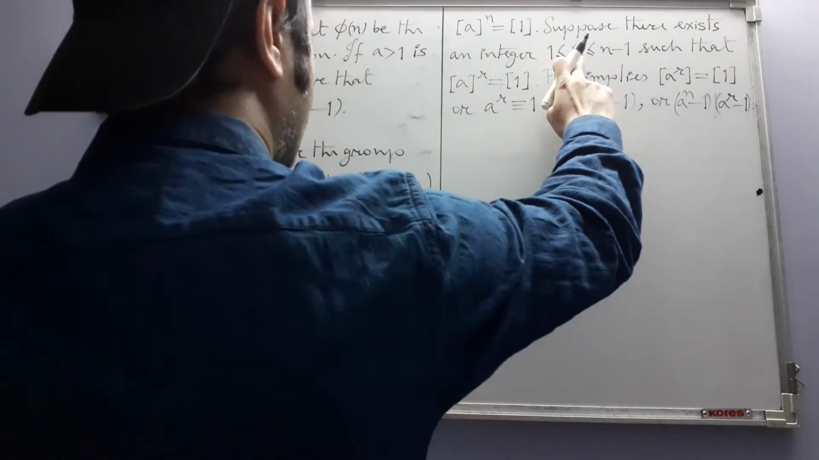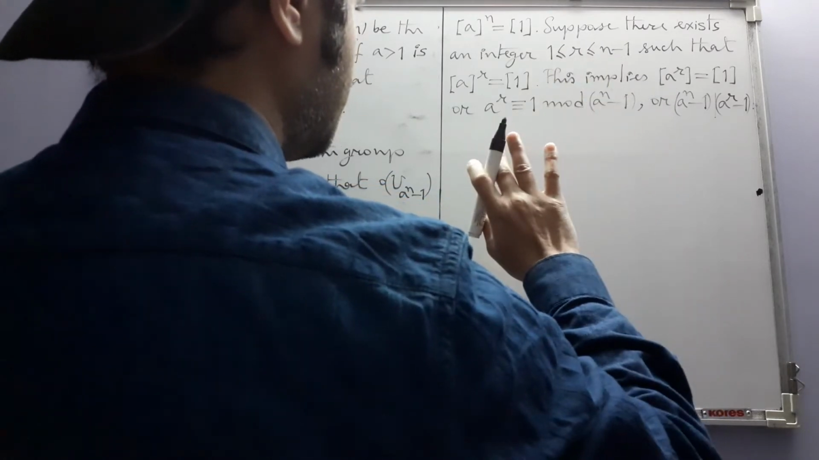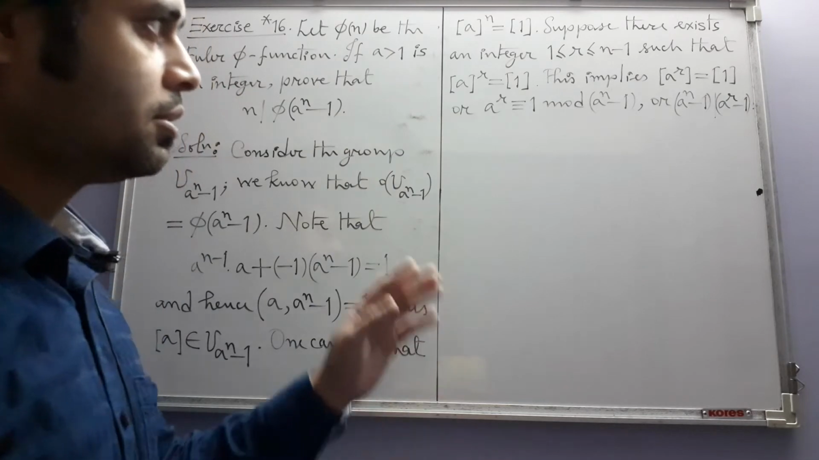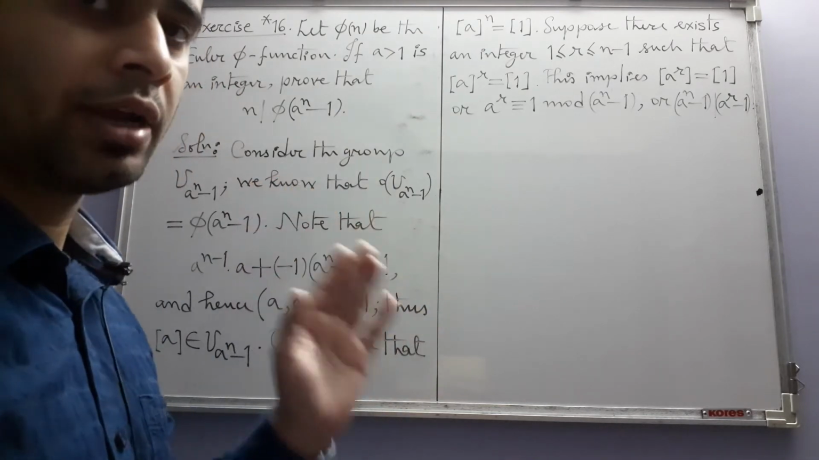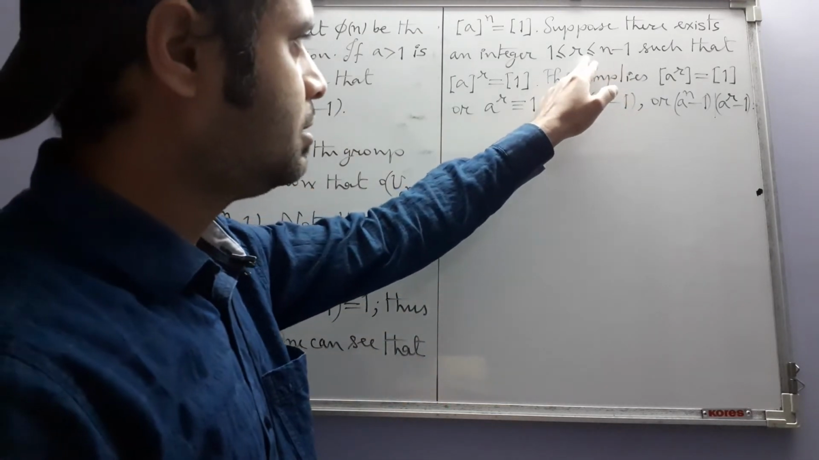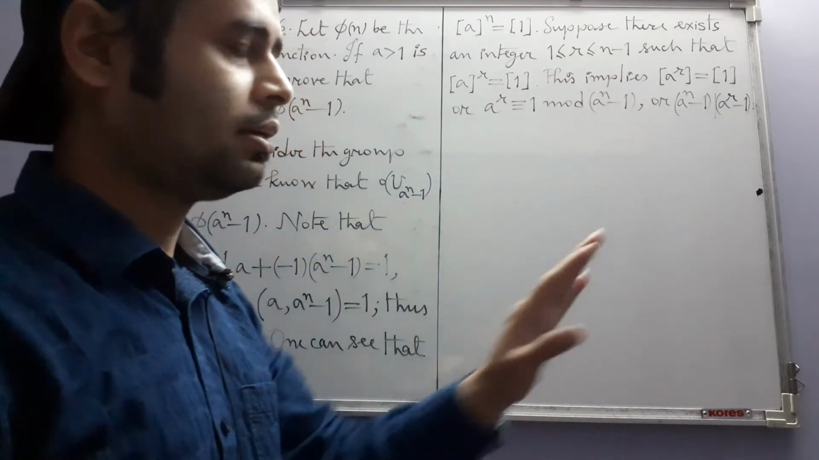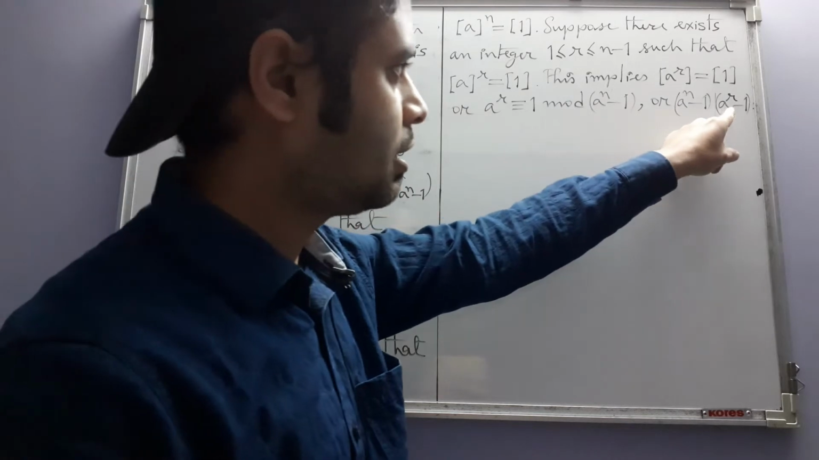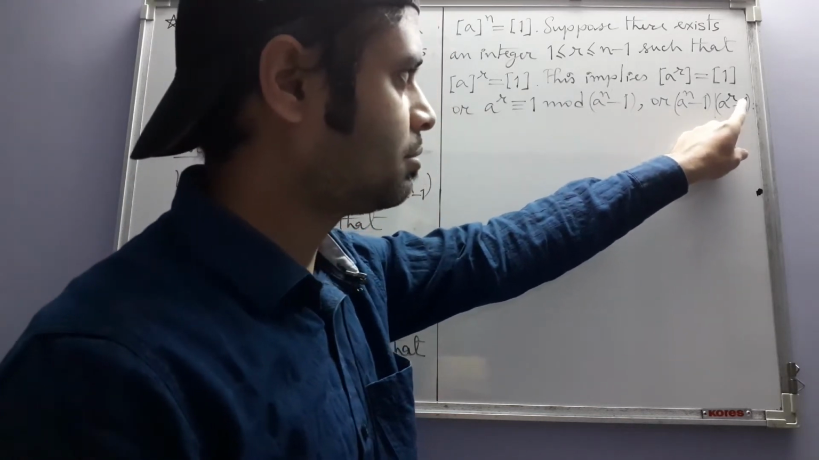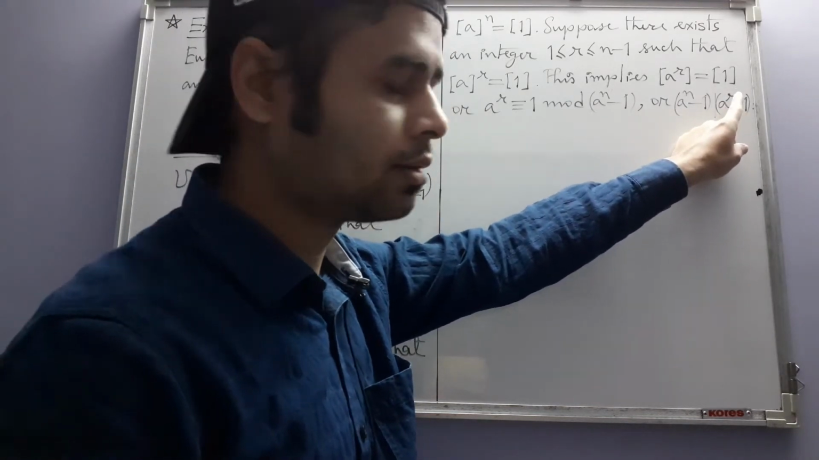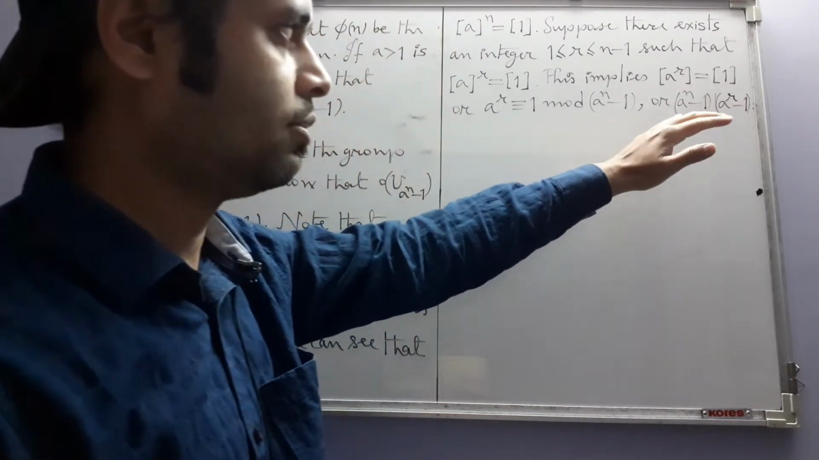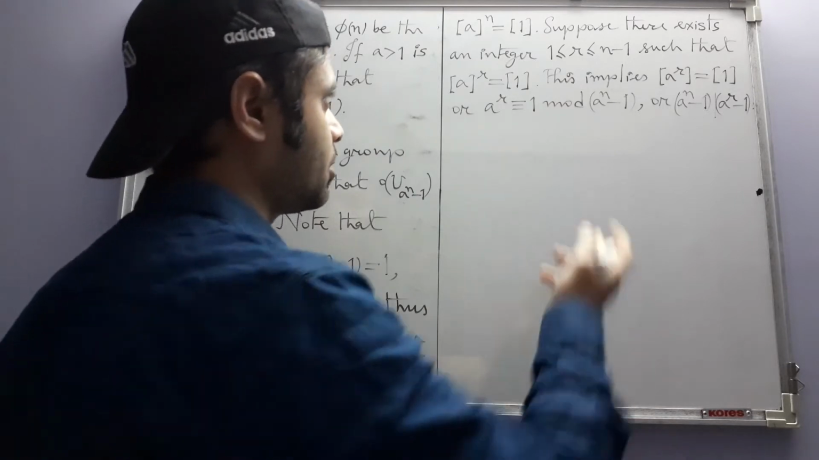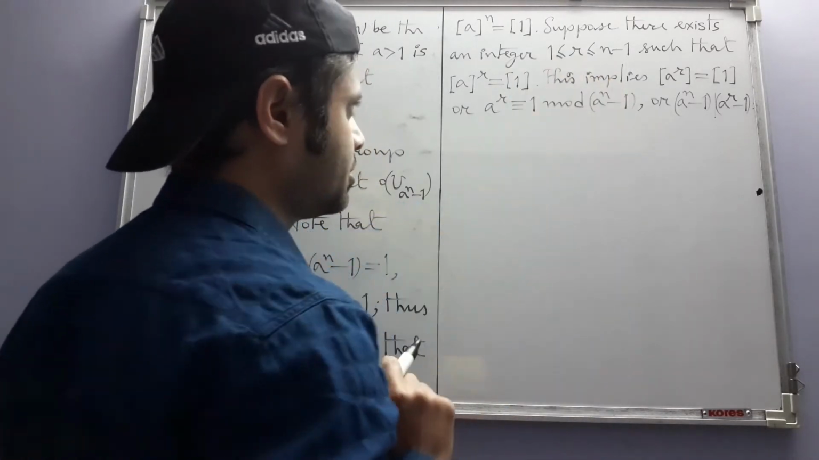Because r is positive. You see, the only case in which this could have happened in spite of r being less than n is the case where r is equal to 0. Because in that case, a to the power r will become 1, 1 minus 1 is 0, and 0 is divisible by any non-zero integer. But that also is not possible here because r is positive.